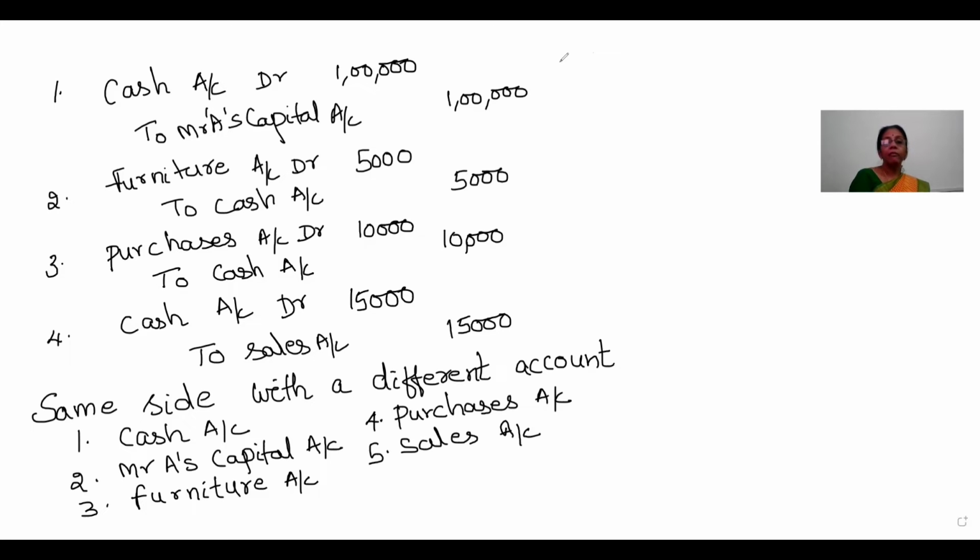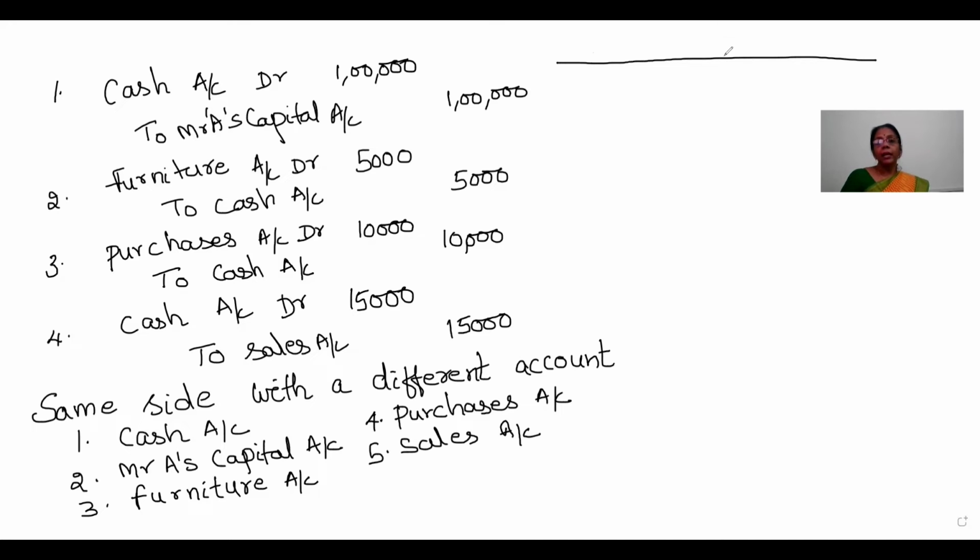Now, the ledger account will be in the form of a T table. We call it a T table because here we use the English alphabet T to denote this particular table. So that is why we also call this ledger account a T table.